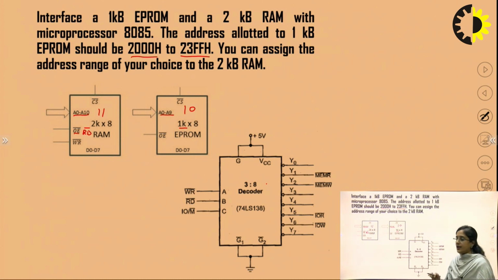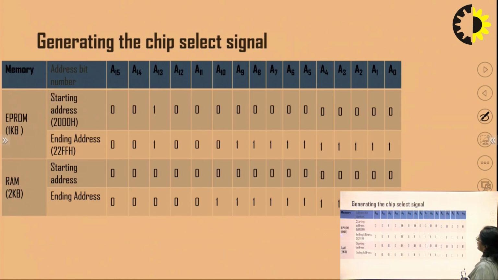Or we can have a decoder to generate the read write signal and IO/M, because in the earlier version we have only one chip. In that case, we can only select that chip and perform the action. But when there are n number of chips, we need more decoder circuitry instead of a NAND gate. Now, how can we calculate the starting address and ending address? In case of EEPROM, the starting address is fixed, 2000.